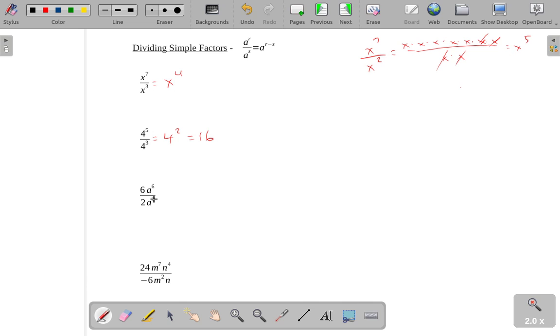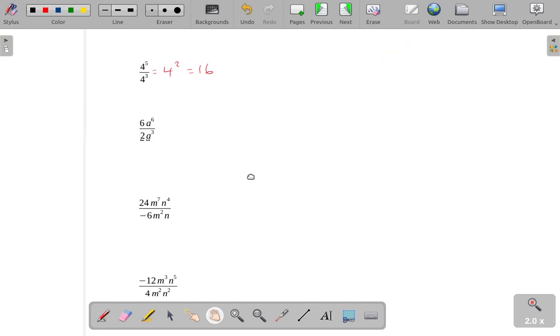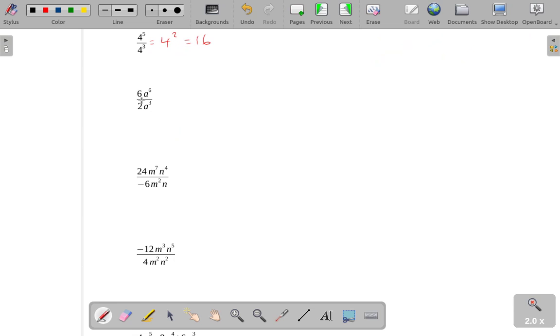Alright, if we have 6a to the 6th over 2a cubed, probably the easiest way to look at this sort of problem would be to split it up and think of it as separate fractions. So I would actually recommend thinking of it like this. 6 over 2 is your first fraction, and a to the 6th over a cubed is your second fraction. So 6 over 2 is 3, a to the 6th over a cubed, 6 minus 3 is 3. So we end up with 3a cubed here.